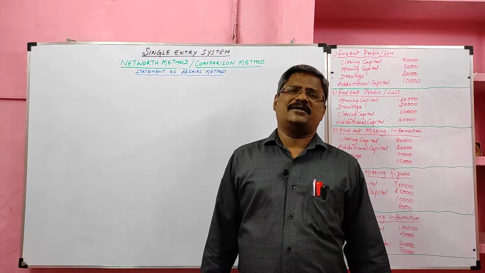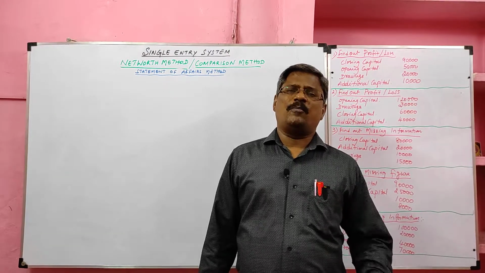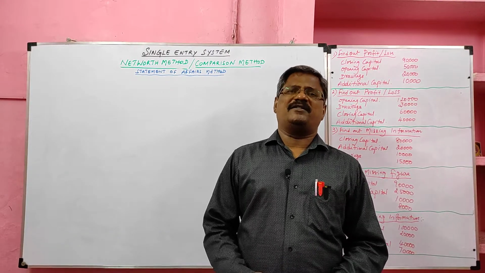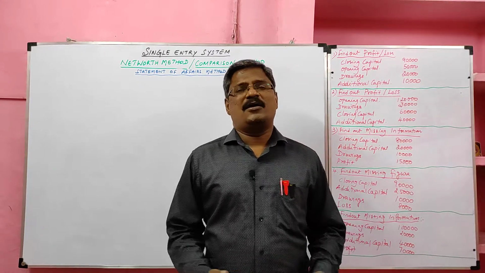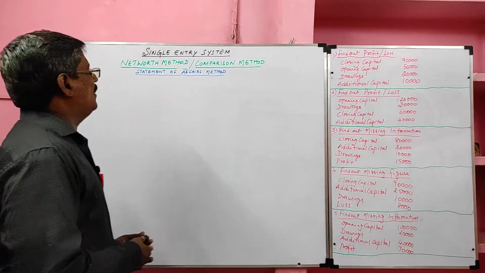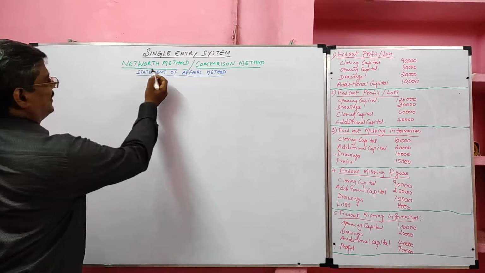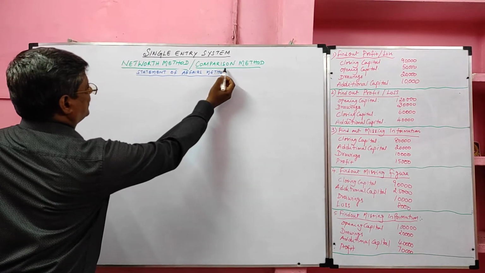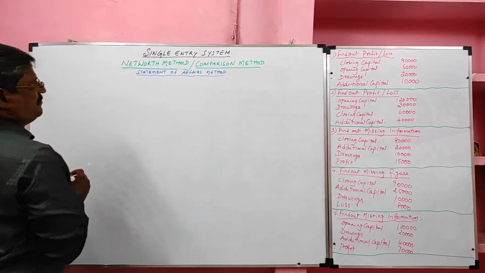What is the net worth method? Under the net worth method, the opening capital of the business is compared with the closing capital to find profit or loss. Let me see the problem. The net worth method is also known as the comparison method, also known as the statement of affairs method.